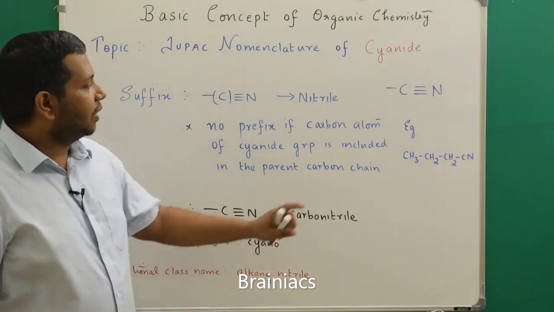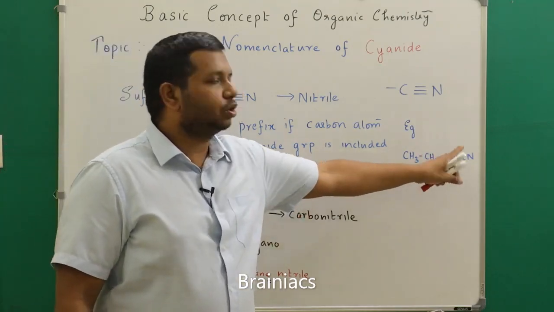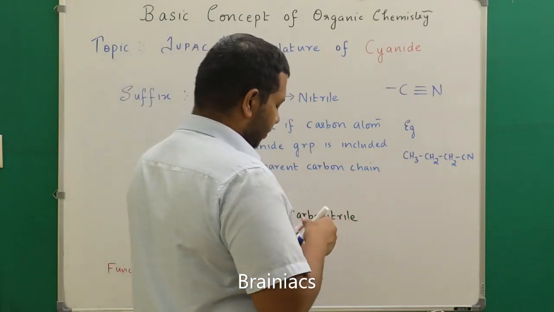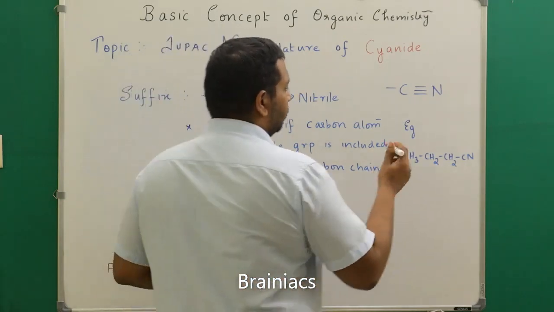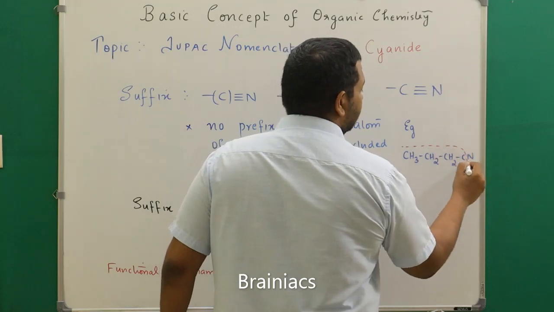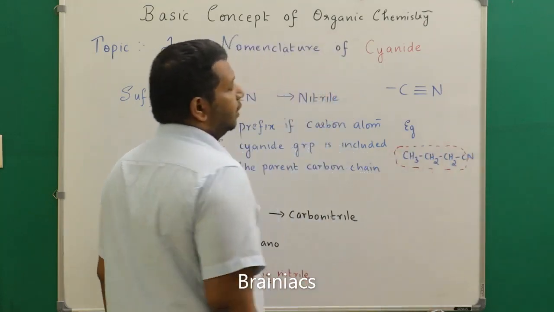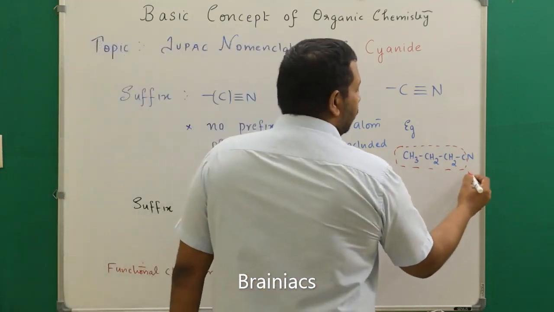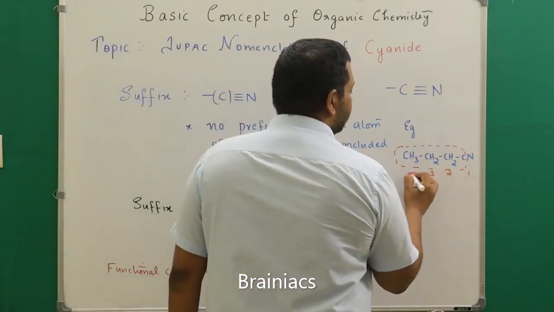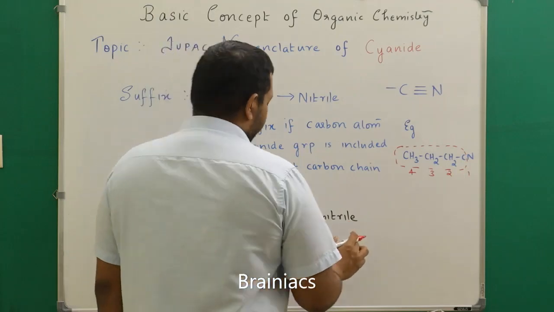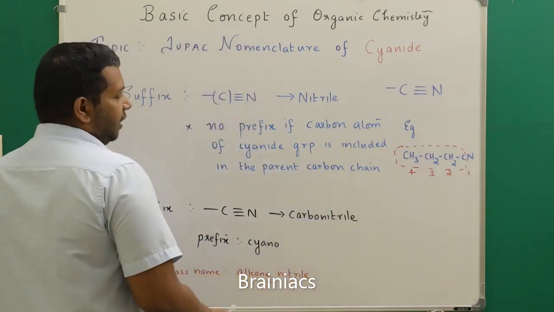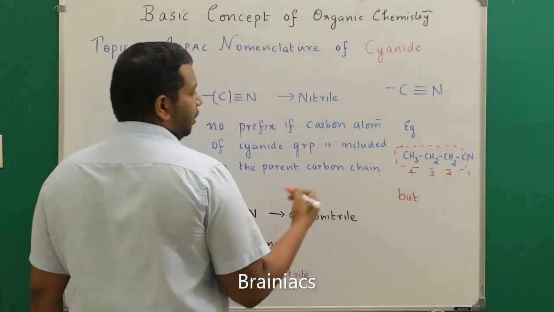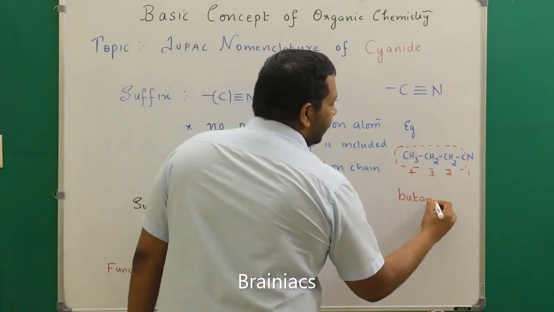Now let's see one example. CH3, CH2, CH2, CN. How will you name this compound? So it's a carbon containing functional group, so I will say this is my parent carbon chain. If you see the parent carbon chain, you can see 1, 2, 3, 4. It's 4 carbons. So 4 carbons means the word root should be but. And all are linked through single bond, so I will say butane.